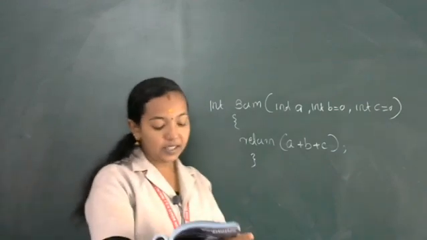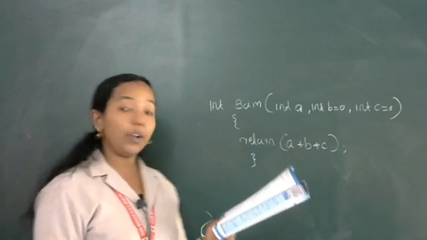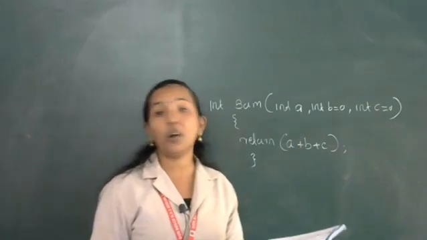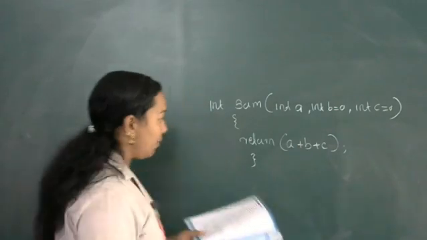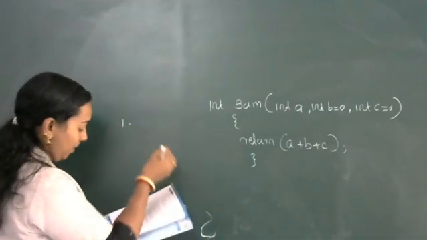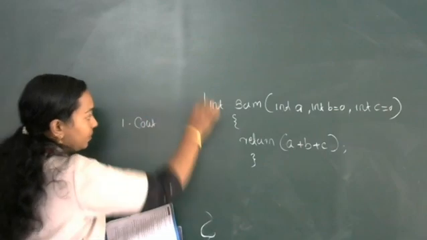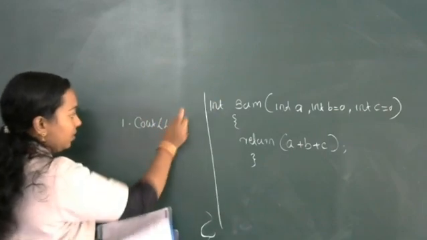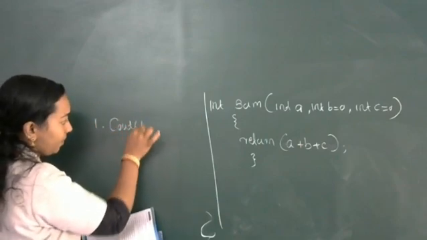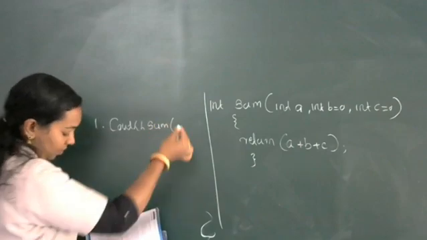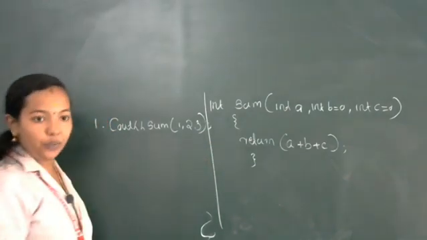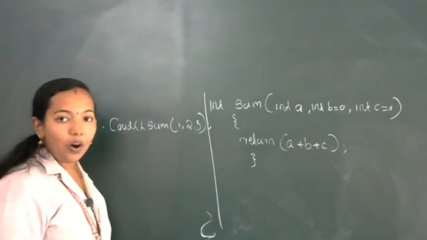Clear? Then the second question: give the output of the following function call by explaining its working and give reason if the function call is wrong. Okay, the first function call is, I am going to write it: cout sum of 1, 2, 3.